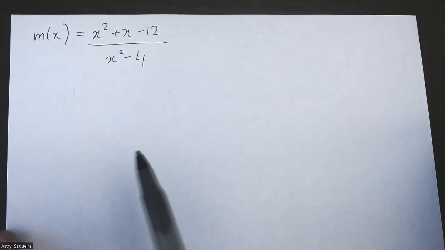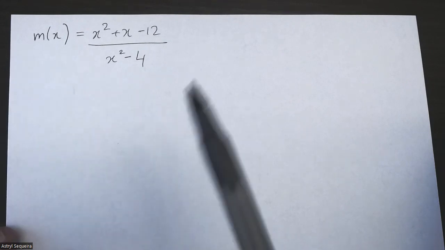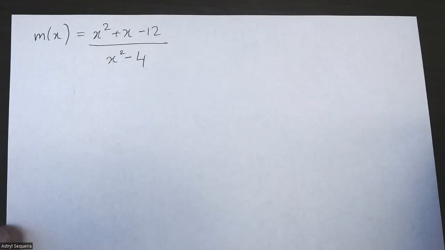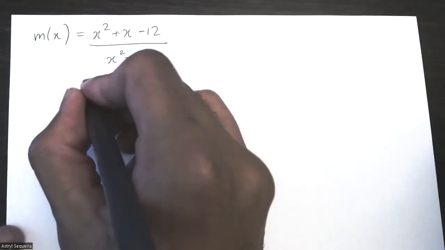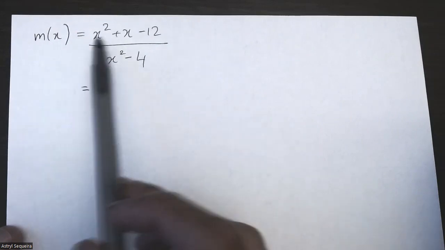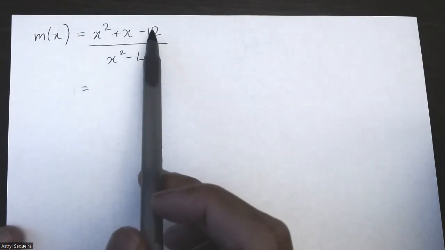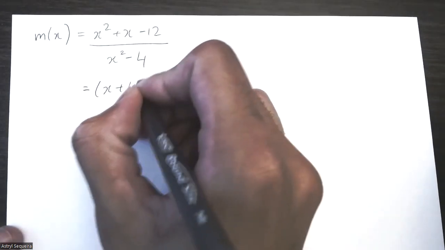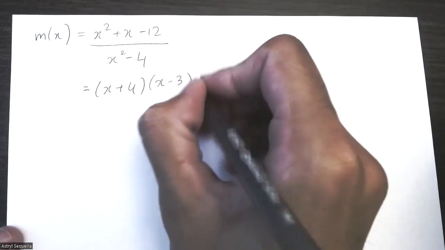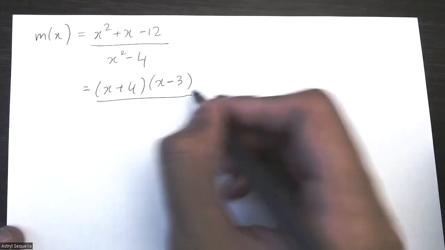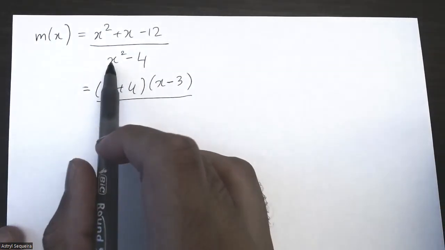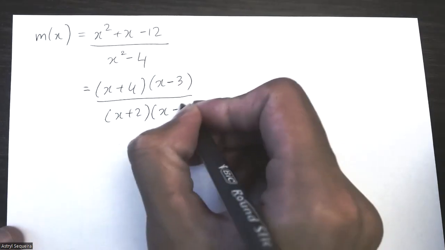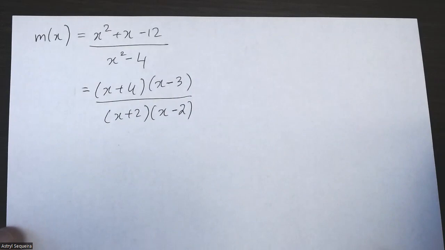All right, so in this video, we are going to do the entire curve sketching algorithm for this rational function over here. So the first thing you want to do is just factor this function. The top is a simple trinomial, what multiplies to -12 and adds to 1. It's just x plus 4 times x minus 3. And then the bottom is a difference of squares, which is x plus 2 times x minus 2.